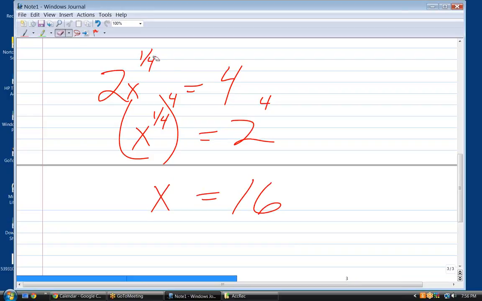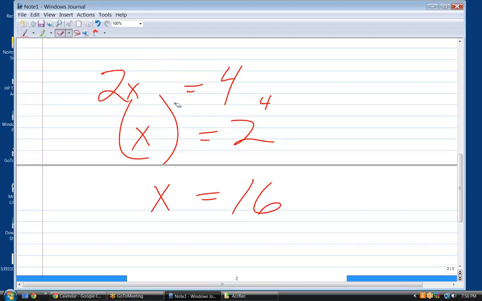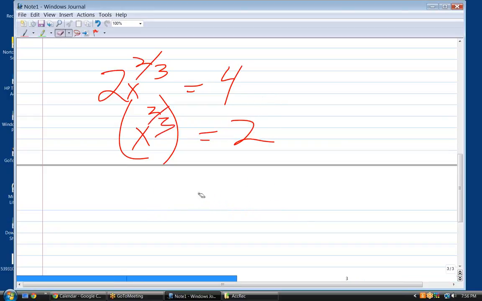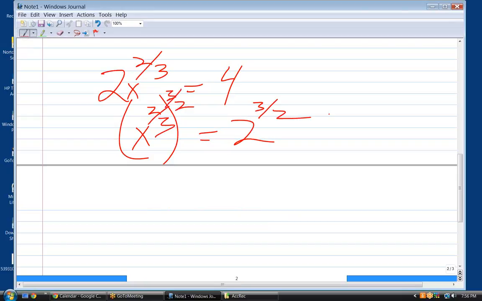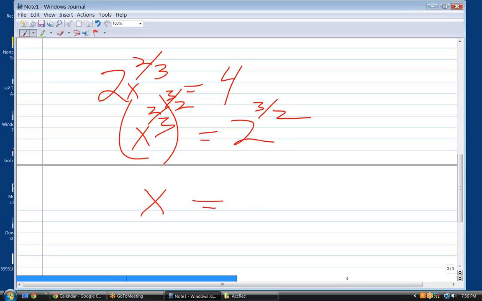And it doesn't matter how complicated this is. Let's make it 2/3. Okay? Well, what would I want to raise each side to? 3/2. Exactly. Now the left side is x, and the right side is whatever 2 to the 3/2 power is. And you can get that out of a calculator also. That's actually 2 to the 3/2.